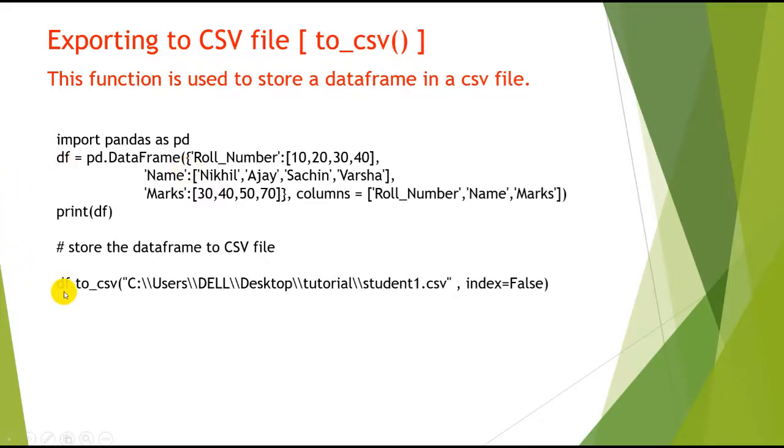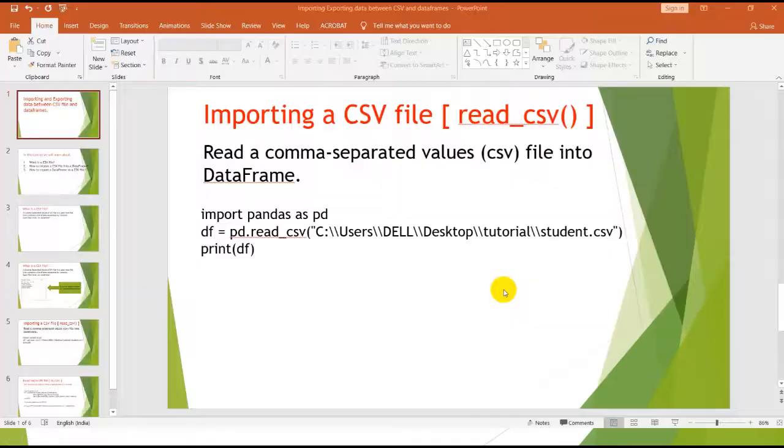So for that I need to use this function called to_csv. So I'm just calling the to_csv function. I have to specify the full path name to which I want to save this file, and index equal to false. I'll show you how it works.